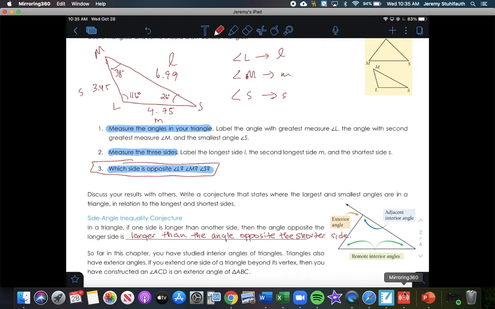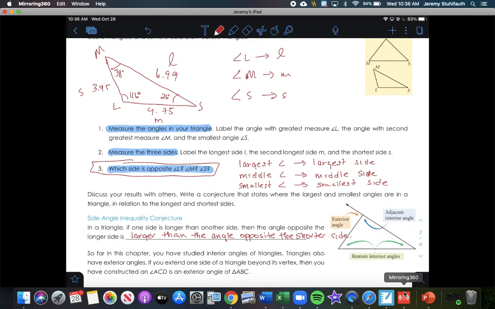Okay. Now, I'm going to simplify this conjecture for us. So the conclusion that we can say is the largest angle has the largest side across from it. The middle angle, and this isn't really what it's called, but the second largest angle, we're going to call it the middle angle, has the middle size side across from it. And finally, the smallest angle has the smallest side across from it.